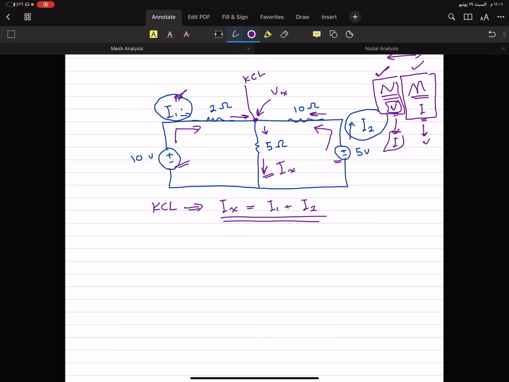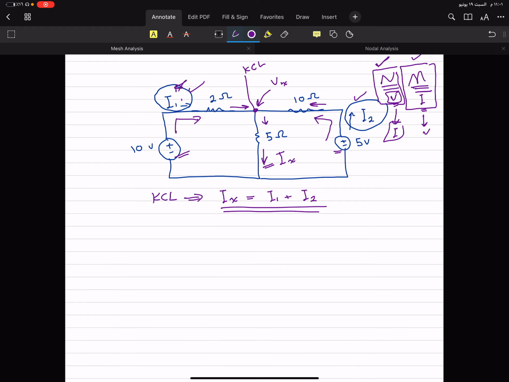So in this circuit, we are asked to find the currents. When you are asked to find the currents, it's better to use mesh analysis, okay? So now let's redraw this circuit on another page and try to solve it and see how things go, okay?